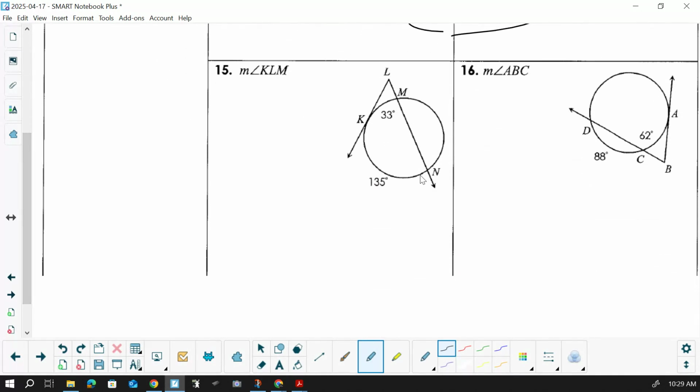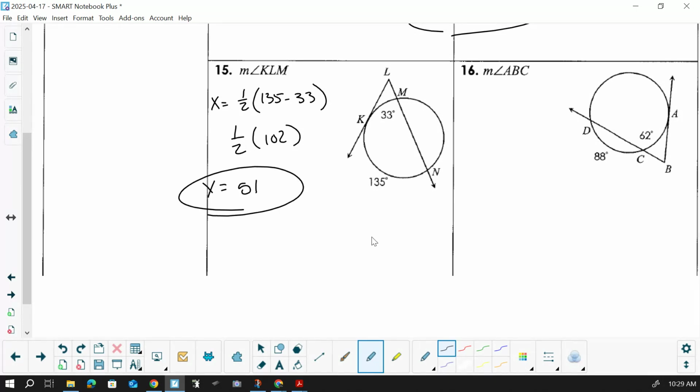Next one, big arc, small arc, angle. Angle equals 1/2 big arc minus small arc. All right, 135 minus 33, 102, so 1/2 times 102. And 1/2 times 102 is 51. Here's number 15.